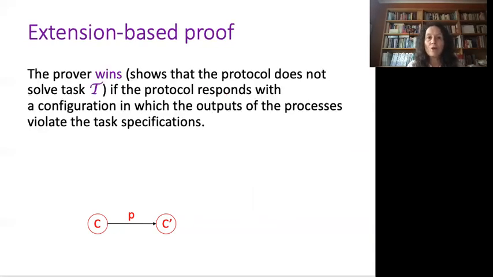The prover wins by showing the protocol is incorrect. One way the prover wins is if the protocol responds with a configuration in which the outputs violate the specifications of the task. For example, if the task is k-set agreement, the prover wins if more than k different values were output in configuration C prime, violating the agreement property. The prover also wins if some process outputs a value in configuration C prime, but configuration C prime was reached from an initial configuration in which no process had that value as its input, violating validity.